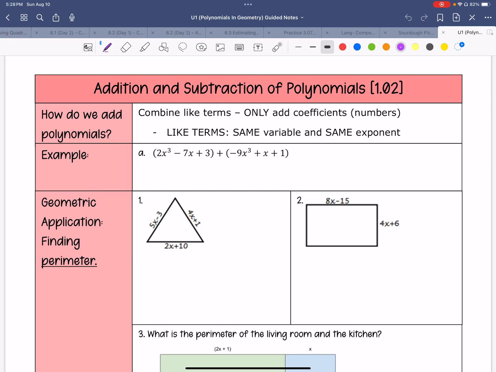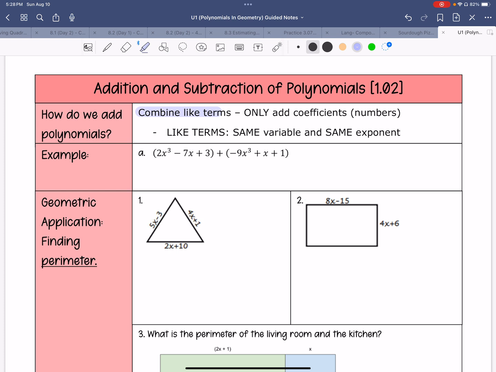Okay, today we are going to talk about adding polynomials, and we're going to talk about the geometric application of adding polynomials. When we are doing so, we really only have one rule or one qualification in order to be able to add two polynomials. And that is that we can only combine like terms.